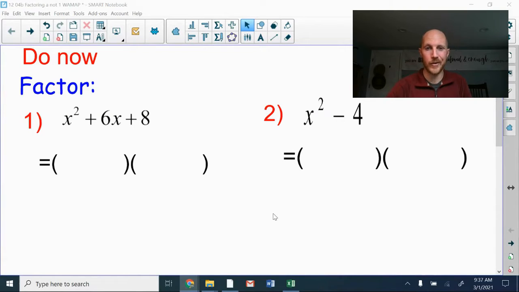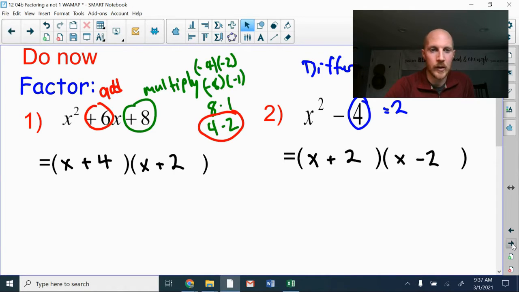Hey there, Precalc. Here's our do now for today. See if you can factor these two and hit pause so you get that factored out. Okay, I'm unpaused. So let's see.